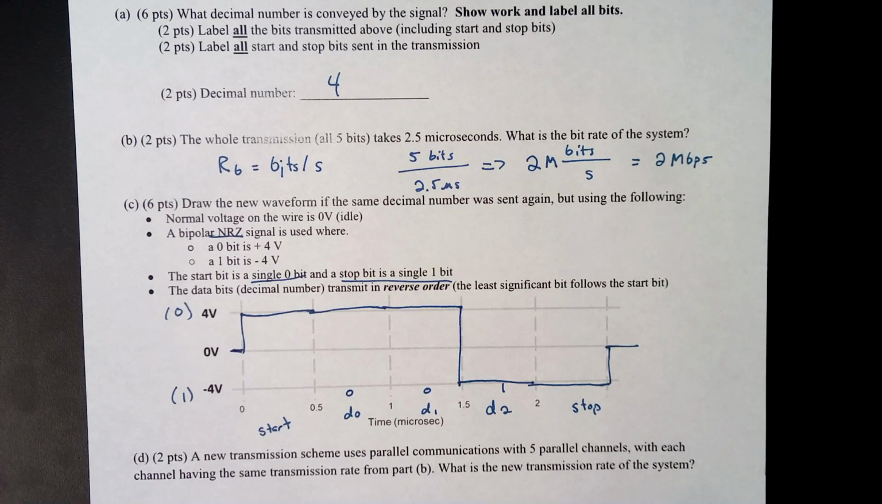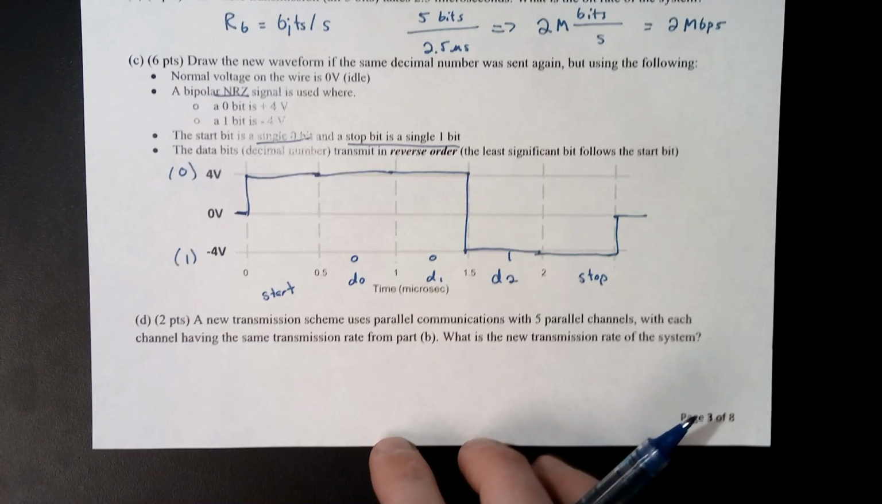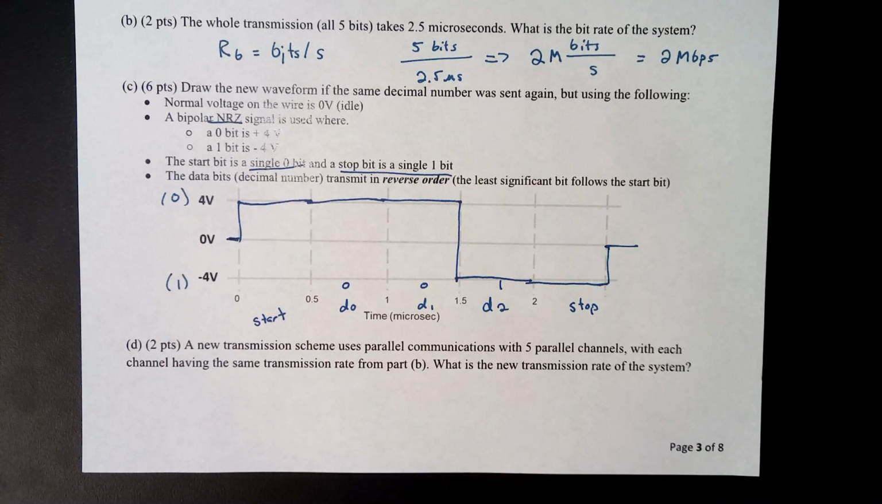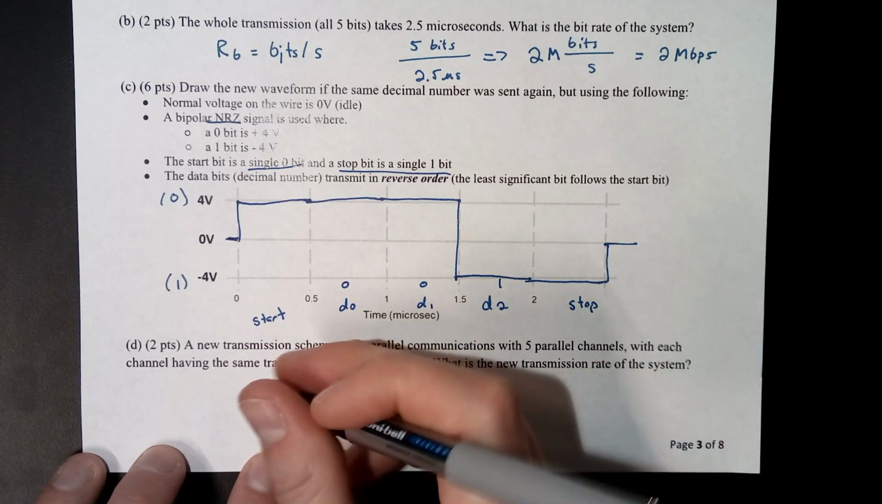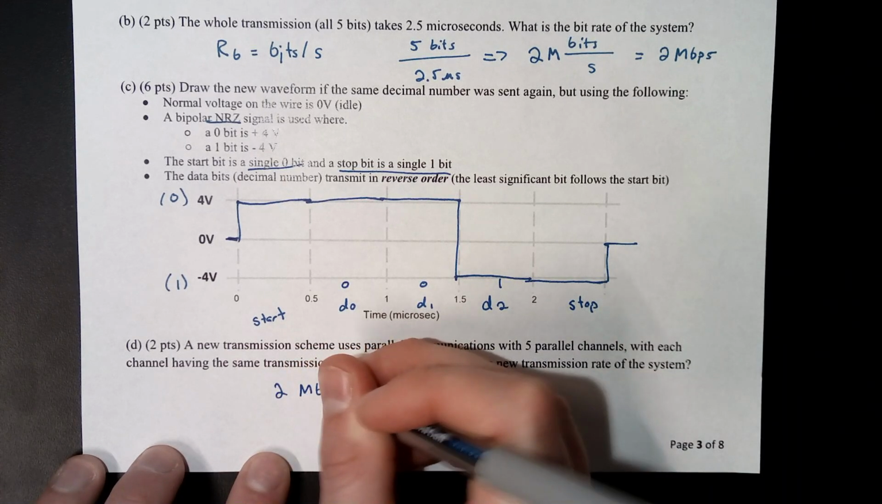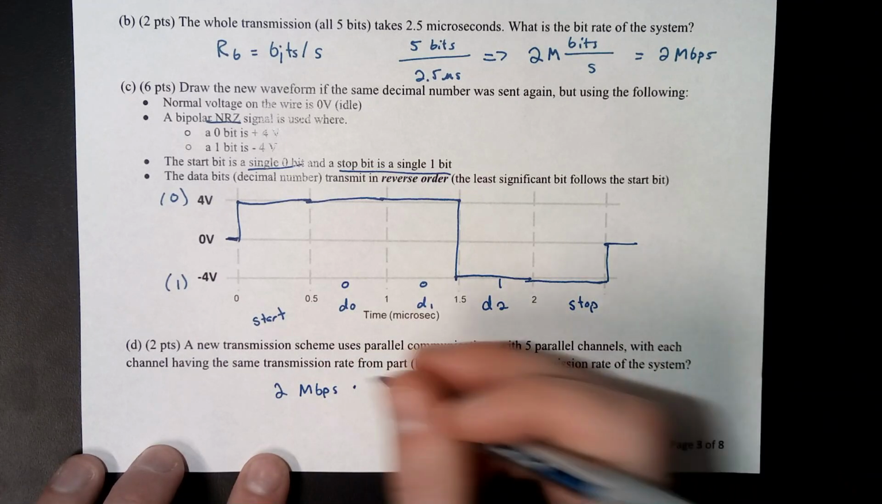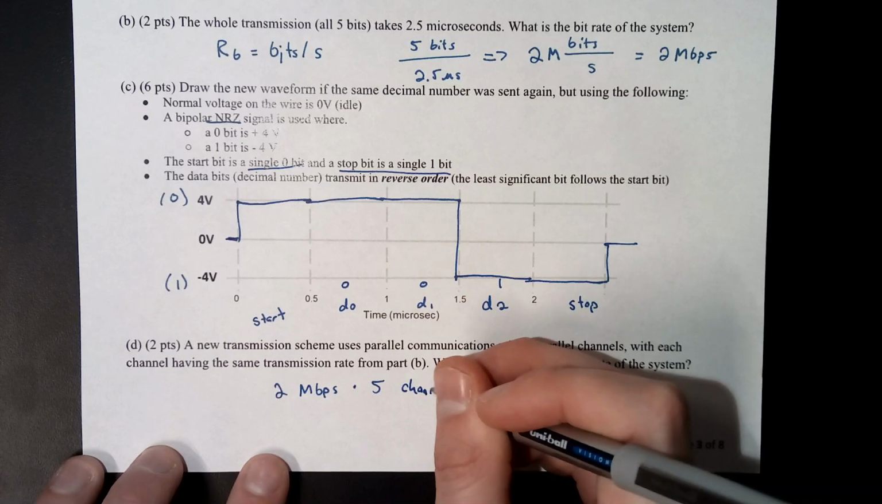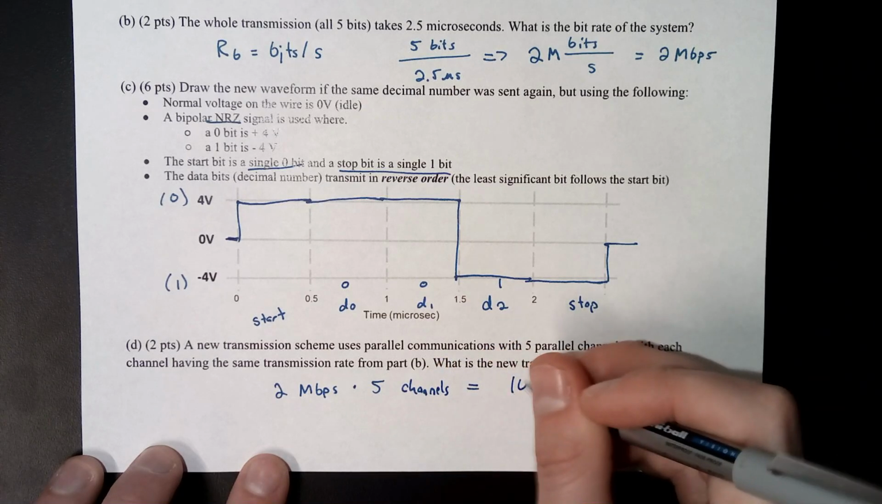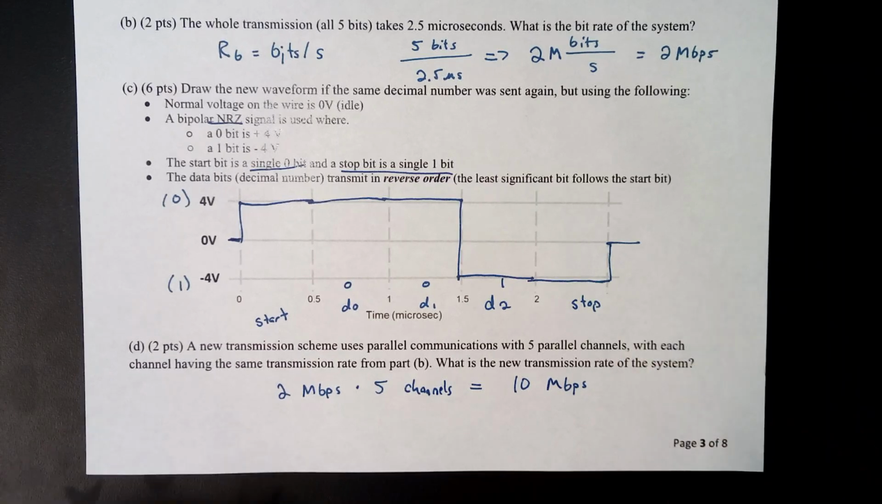In part D, a new transmission scheme uses parallel communications with 5 parallel channels, each channel having the same transmission rate from part B. What is the new transmission rate of the system? So this is a simple question. We had 2 Mbps for each channel. We're multiplying that times 5 channels, which is now going to be 10 megabits per second for the whole system. So that's it. Just multiply times the number of channels and you're done. That's it for question number 2.